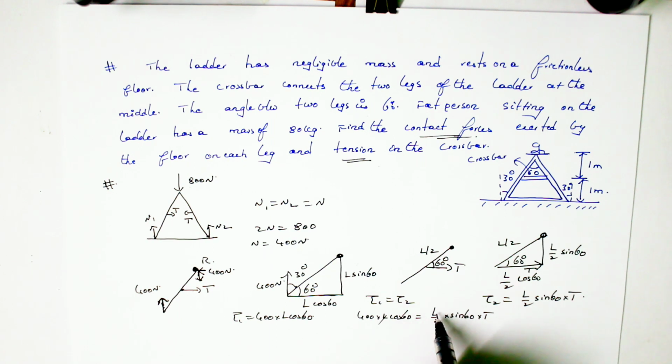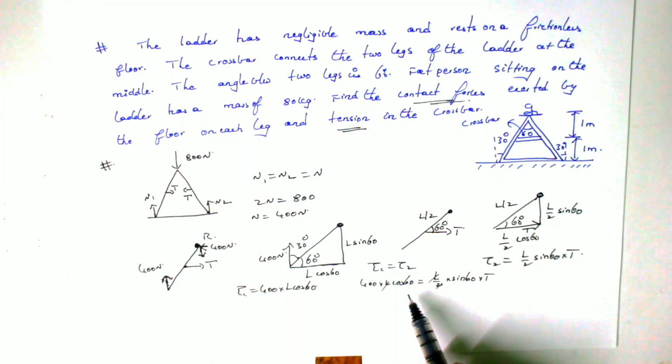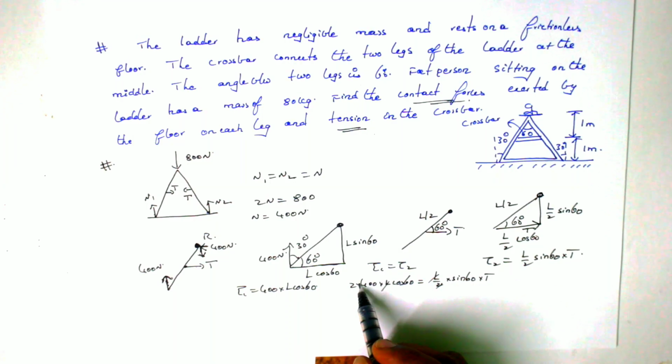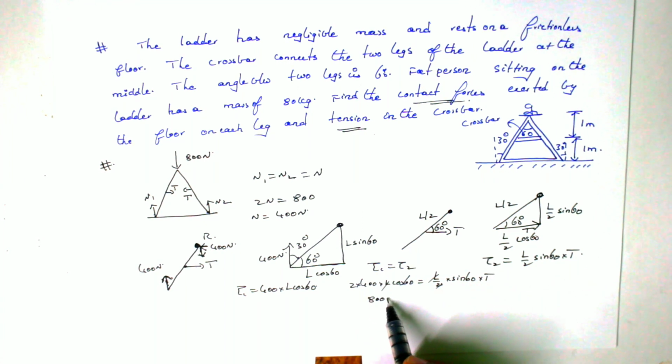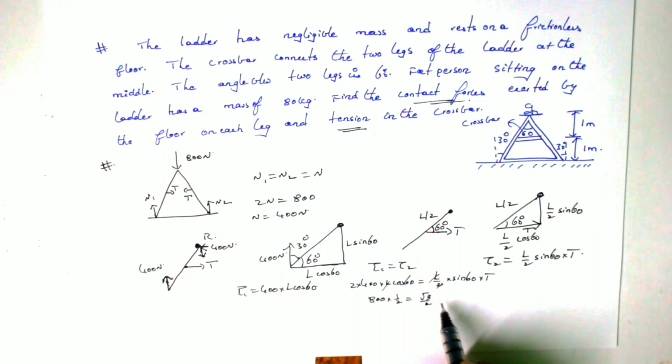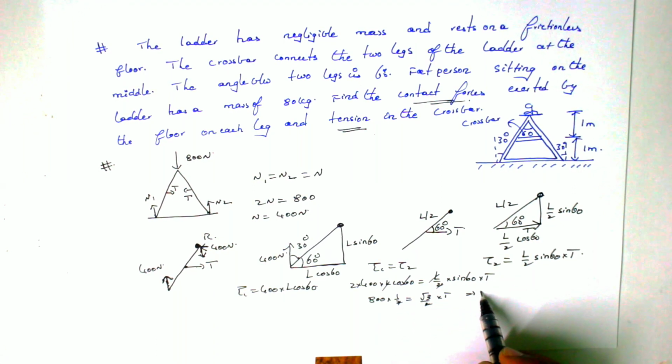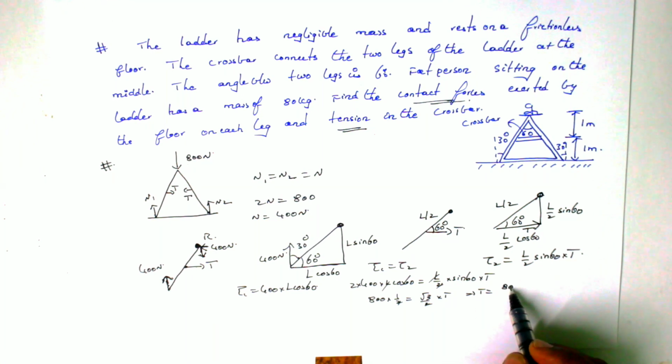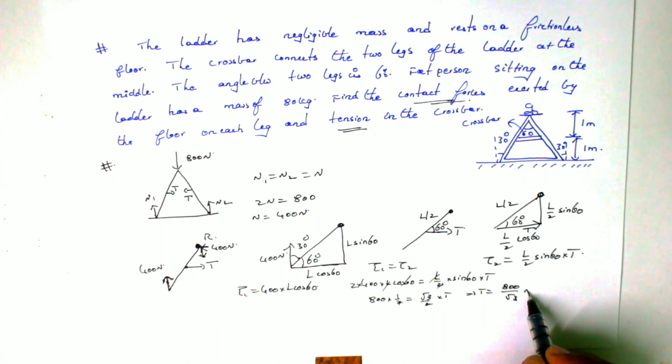So L and L get cancelled. If I take this 2 to this side, then it will become 2. So 800 into cos 60, which is 1 by 2, is equal to sin 60, which is root 3 by 2, into T. So 2 and 2 get cancelled. Therefore T is equal to 800 divided by root 3 Newton.